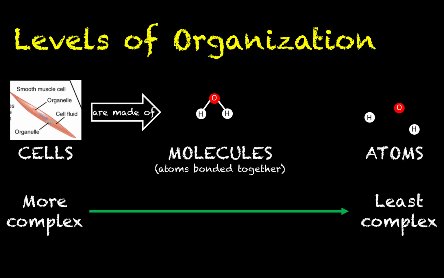Cells, of course, are made of individual molecules, which are then made of individual atoms, even though there should be an arrow there. I'm not sure why that disappeared on us. Molecules are made of individual atoms, and atoms are the least complex type of material in the body. The word atom means cannot be cut. Atoms cannot, by any means that we know of, be forced into simpler units that can operate independently of one another.